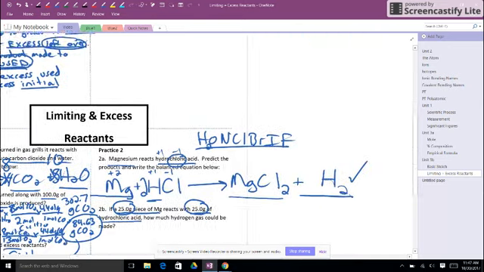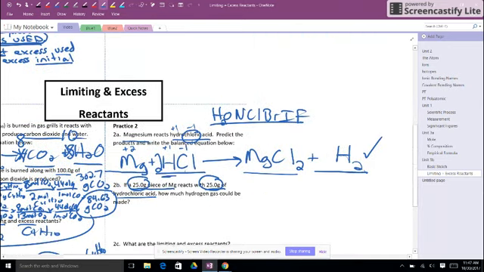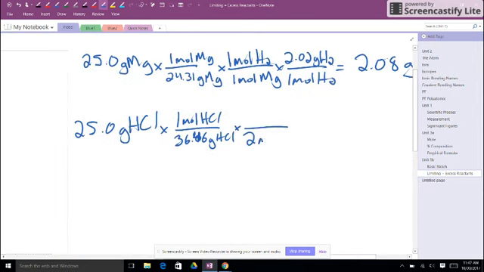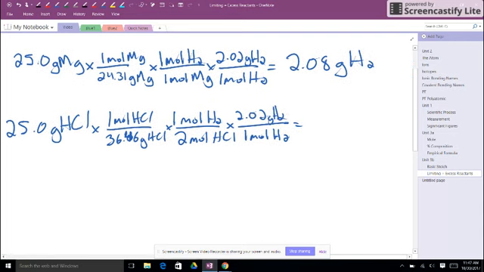We then look at our balanced equation ratios, and I think it suggests that for every 2 moles of hydrochloric acid, we produce 1 mole of hydrogen gas. And then we already did it before, 1 mole of hydrogen gas is 2.02 grams of hydrogen gas. So for this problem, we're going to take 25. We're going to divide it by 36.46. We're going to multiply by 1, divide by 2, multiply by 2.02, and we get 0.693 grams of hydrogen gas.